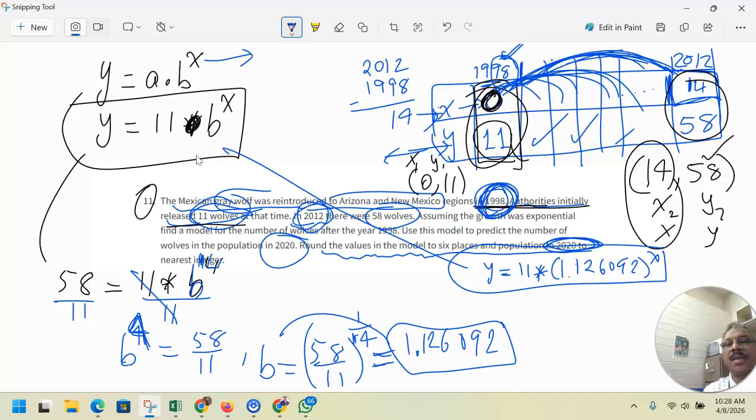But if they had to ask another question, what about in the year 2040? What you would do is you write 2040, you subtract 1998, and you get 42 years. So you have to put the 42 in the calculator here, change, and you get the answer.